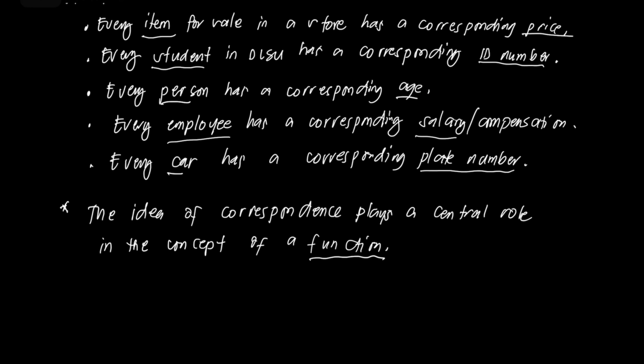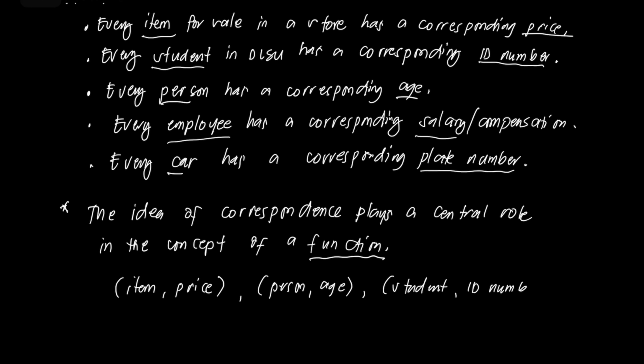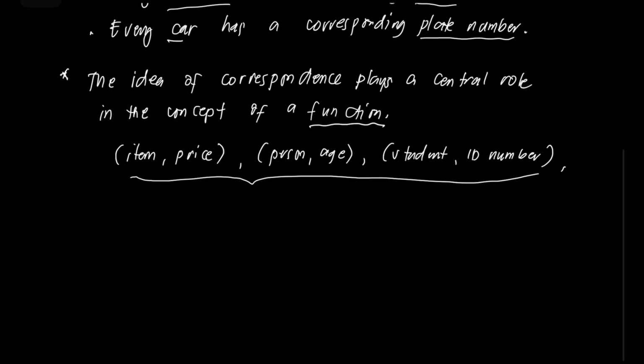So again, when you say correspondence, it is about relation, it's about pairing. For example, as I mentioned a while ago, an item is associated with price, person with age, student with ID number, etc. If you consider this, it looks like we are putting it in an ordered pair, because in mathematics we consider a function as a special form of an ordered pair. But before that, let's have a glimpse first at a relation.